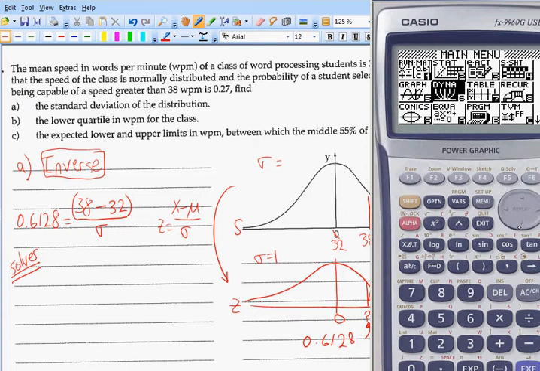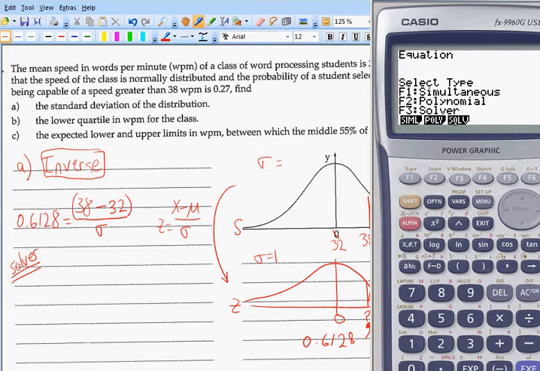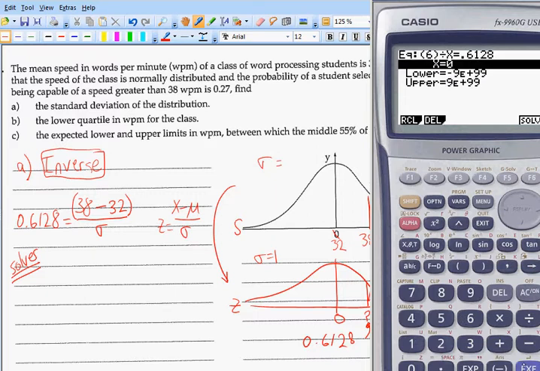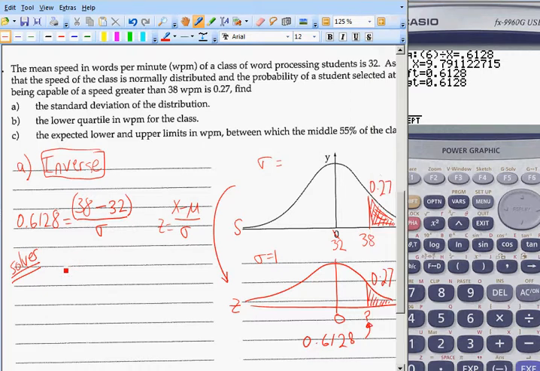So we'll go back into menu, equation, we're going to use solver, and we'll put in the equation. Doesn't matter which way you put it in. 38 minus 32 is 6, divided by, we'll use X, equals 0.6128. Execute. And remember to push solve. Always need to push solve. So we get a standard deviation of 9.79 to 2 decimal places.